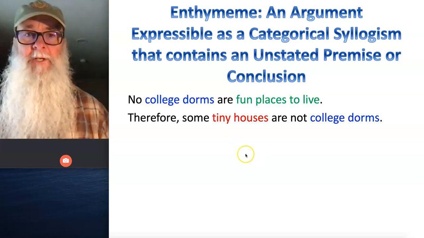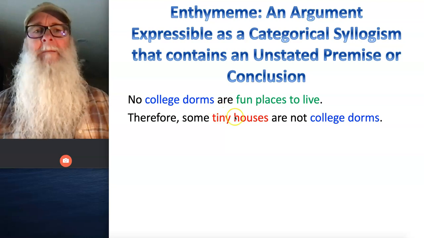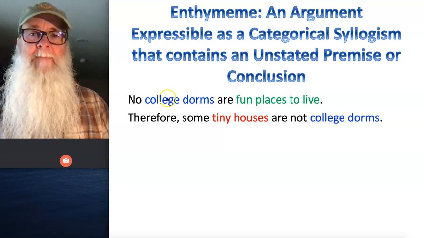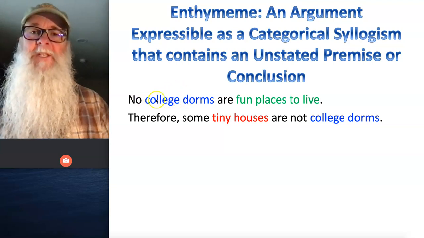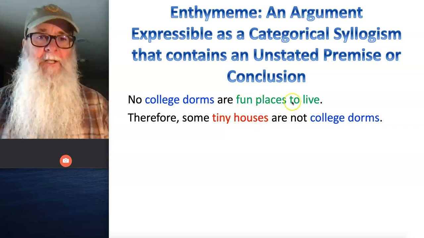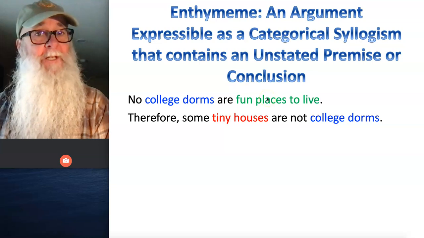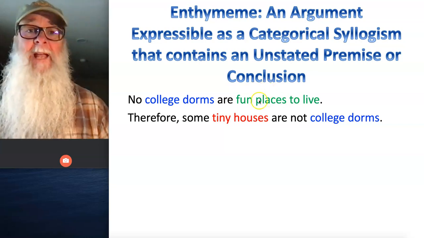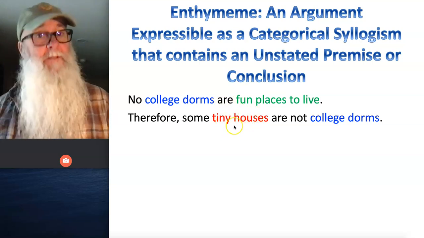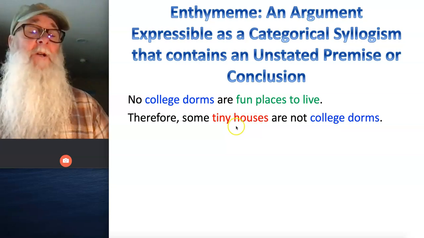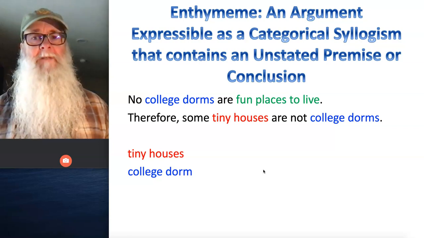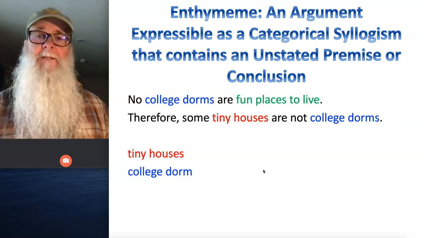So I look here at my terms that have been offered to me in the argument as it's been presented. And I can see that I've got my major term, college dorms, mentioned up here in this premise. That tells me that this is the first premise of the argument. And I can see that the other two terms, the middle term, fun places to live, the term that's mentioned in the premises but not the conclusion, has only been mentioned once. And similarly, the minor term of the argument, tiny houses, the subject term of the conclusion, has also been mentioned only once.